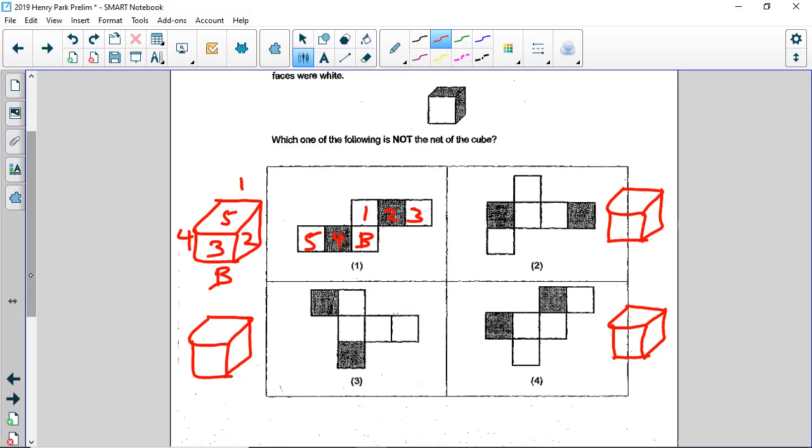So once you have put the numbers there, then you look at where the shadings are. Can you see the 2? The 2 is shaded. Let me use a black color. The 2 is shaded here, and the 4 on the opposite side is shaded. So if you look at which one is not the net of the cube, your shaded faces are top and right. But in number 1, the shaded faces are the left and the right, not the same as what you see over here. So number 1 is not the net of the cube.